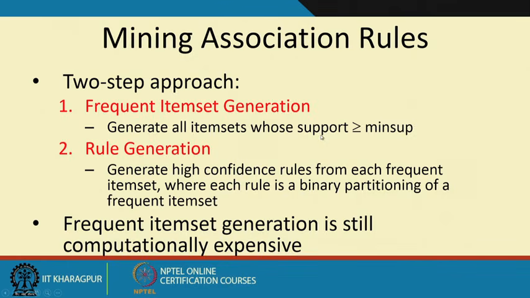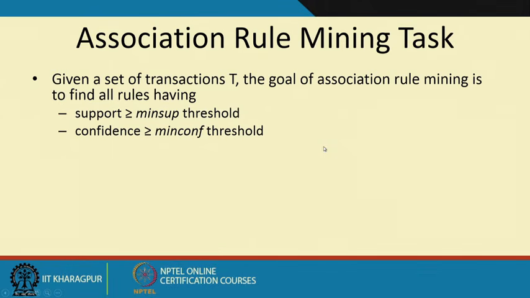So, as we had discussed, what we want to do is to find out all association rules of the form x arrow y, where x is an item set and y is an item set, such that the support and confidence criteria are satisfied.